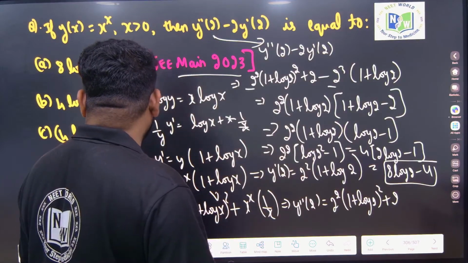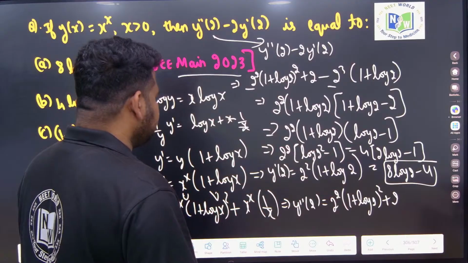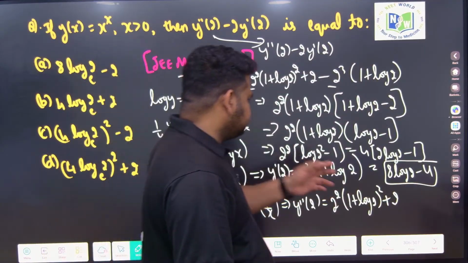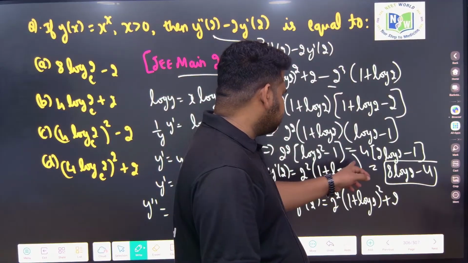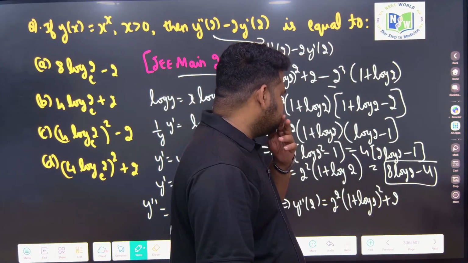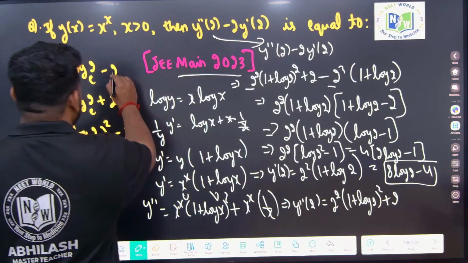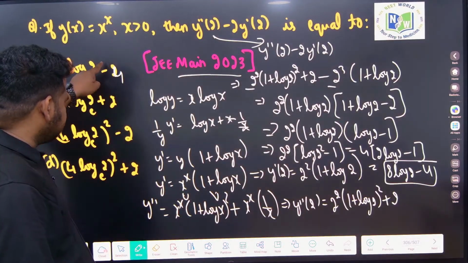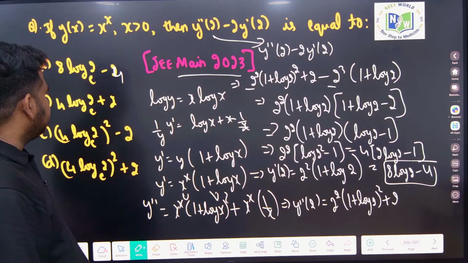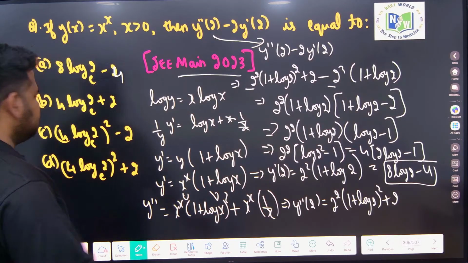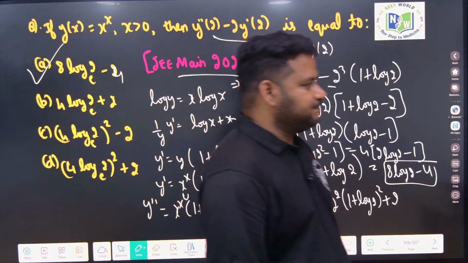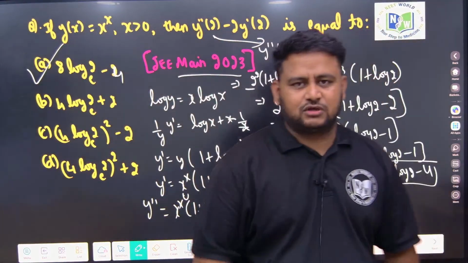Or further, can I take any option here? 8 log 2 minus 2. Just wait. 2 square is 4, so 8 log 2 minus 4. Actually this option, it should be minus 4. There is a mistake in the option, it should be minus 4. Okay, 8 log 2 minus 4 is correct. So the answer is option A. This is a simple way to solve this question.